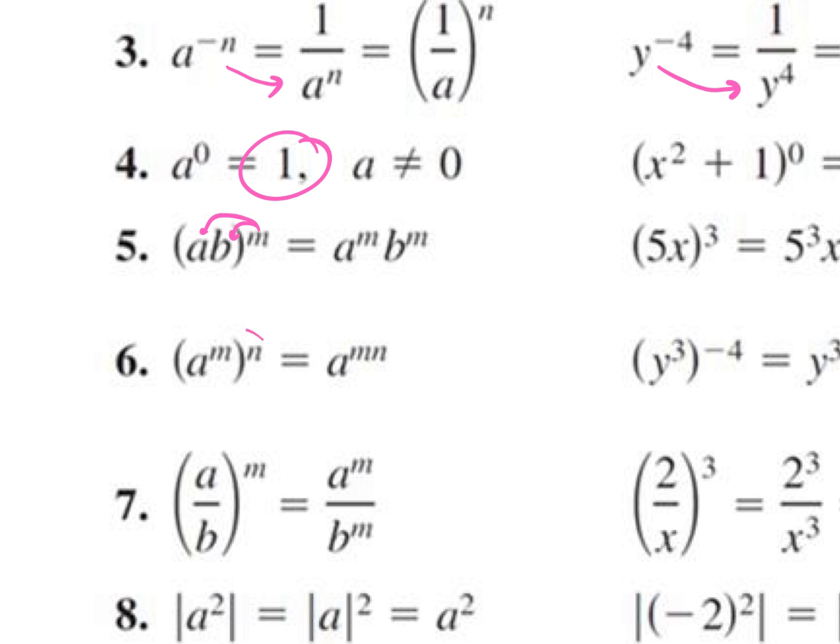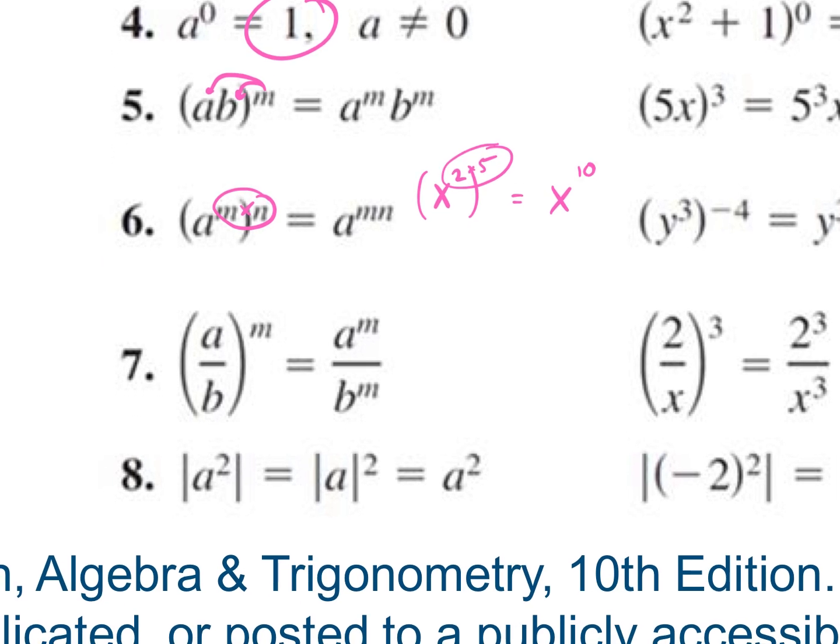If we have a power raised to a power, we multiply. So if I had, let's say, x to the power of 2 to the power of 5. If you have a power raised to a power, you multiply these two together. So this would be x to what power? The 10th power. If you have a fraction raised to a power, you can distribute the exponent to the numerator and the denominator. And then in absolute value, you can take out the exponent of the absolute value.